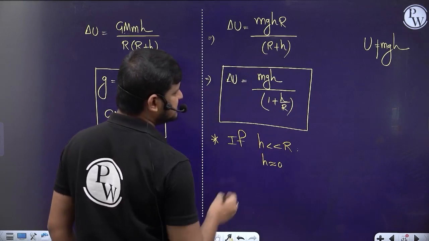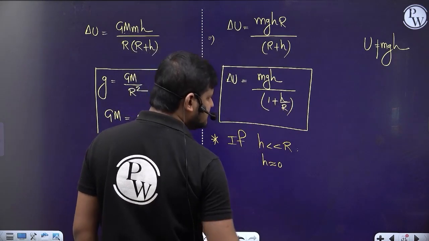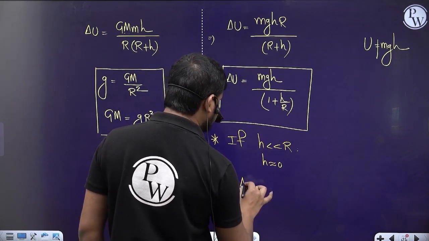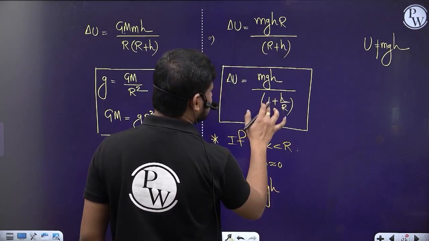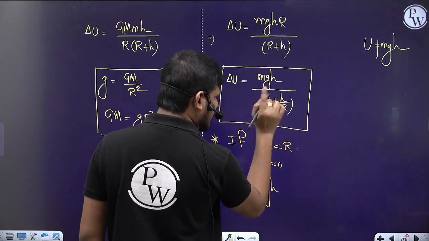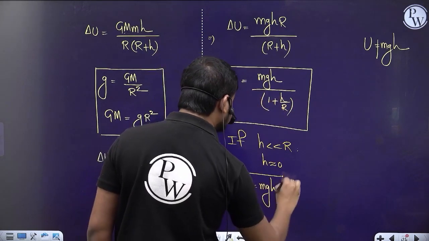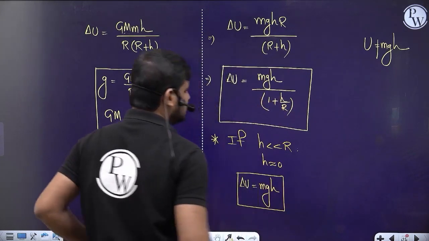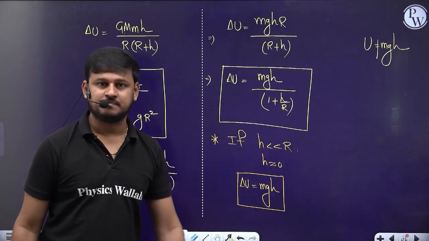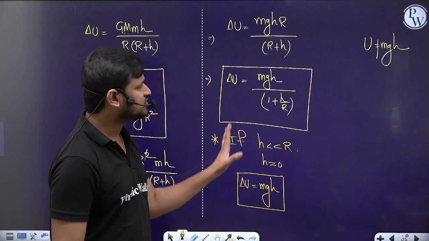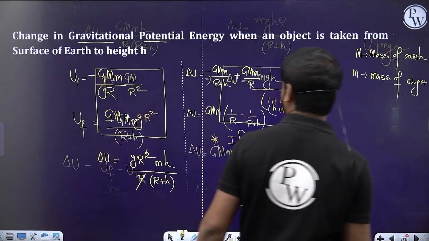So if h is 0, 1 plus 0 by something is 1. Then delta U will become mgh, because this is 1 plus 0, which is 1. So mgh by 1 is mgh. That's it. This is valid only when the height is far less than R. Clear? Understood, guys? This is what you should remember.